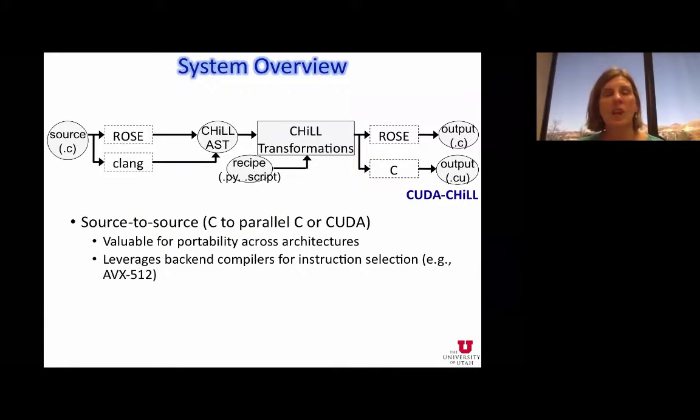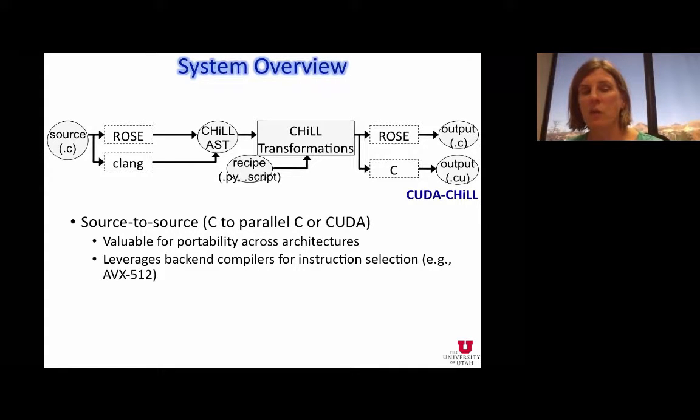And so this is just a little bit about Chill. You start with source code. Mostly we focus on C and C++. We have support for either Rose as the front end or Clang as the front end. And then we have an abstract syntax tree representation that is independent of what compiler you're part of. So this part is standalone. We use a transformation recipe to decide what transformations to apply, and then we generate output code. And that output code is still source code. It could be C, it could be CUDA, it might be C with OpenMP.